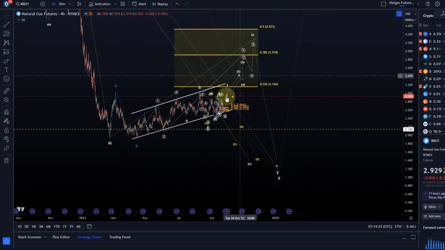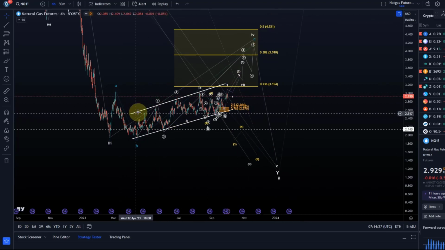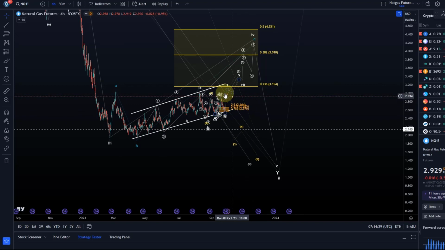The primary scenario is just to follow the guide path here. But to keep it very simple, it's moving in an ascending price channel. I would be happy if it breaks to the upside because then it would just follow the guide path laid out. If it stays within the channel, that's fine as well.